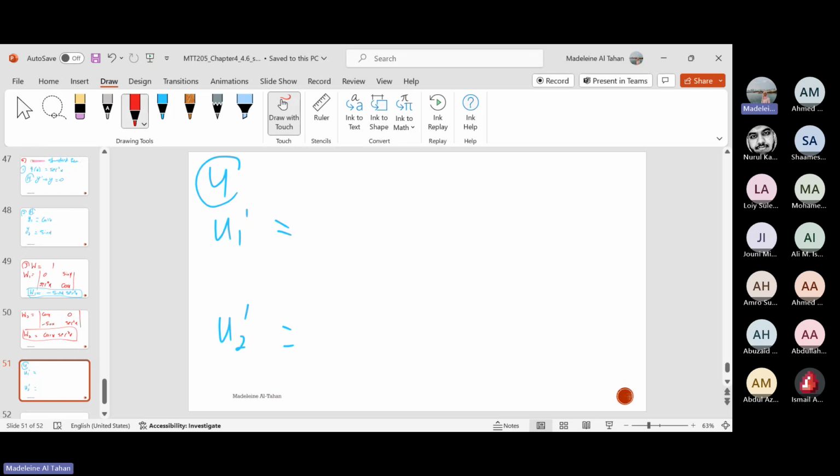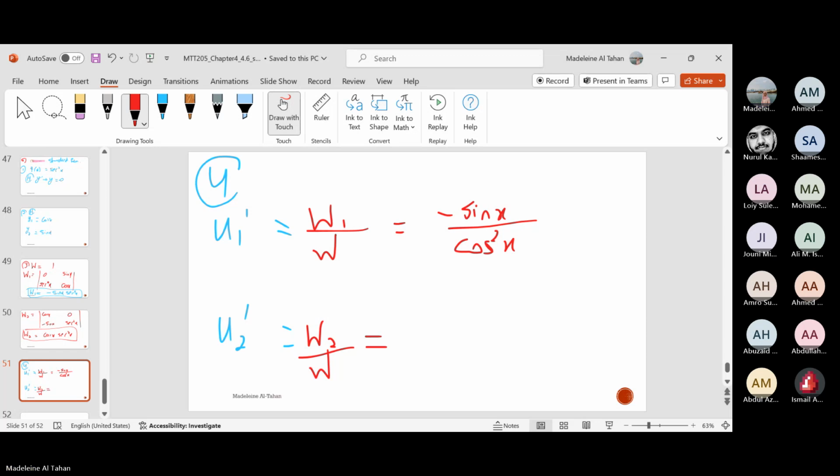Now we need to find U1 prime, which is W1 over W, and U2 prime, which is W2 over W. W1 is negative sine x, secant square x. Can I write it now as 1 over cosine square x? Yes. And W2 is equal to cosine x over cosine square x, which is 1 over cosine x, which is secant x.